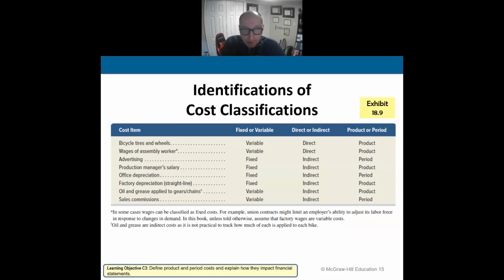Now, here's a nice series of examples for identifying whether it's a fixed cost or variable cost, direct or indirect cost, product cost or period cost. It's relatively simple once you know what each item is. So in this example, this is for a bicycle manufacturer.